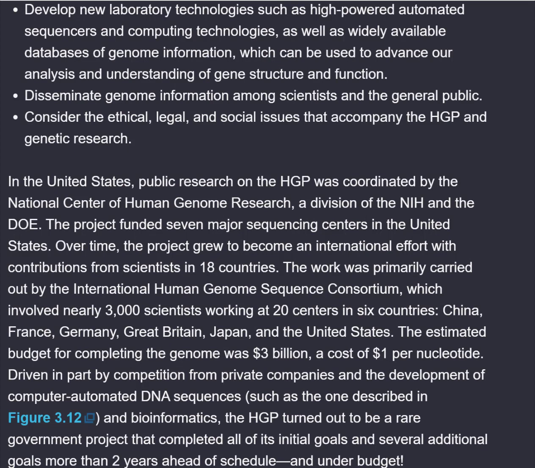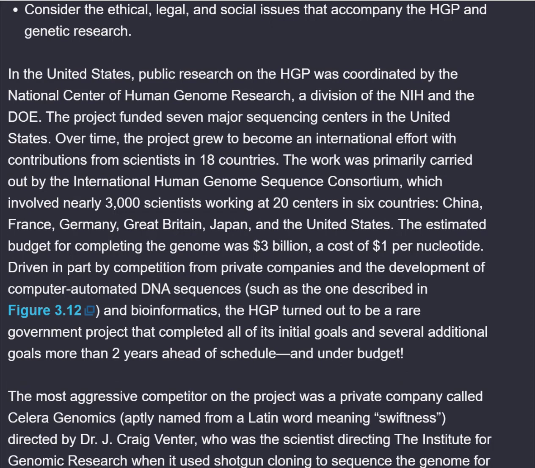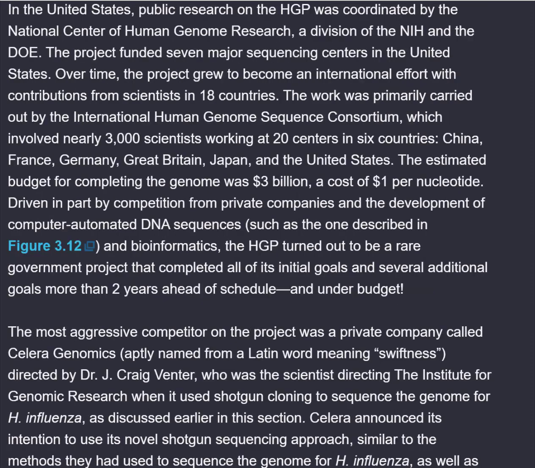Develop new laboratory technologies such as high-powered automated sequencers and computing technologies, as well as widely available databases of genome information, which can be used to advance our analysis and understanding of gene structure and function. Disseminate genome information among scientists and the general public. Consider the ethical, legal, and social issues that accompany the HGP in genetic research.